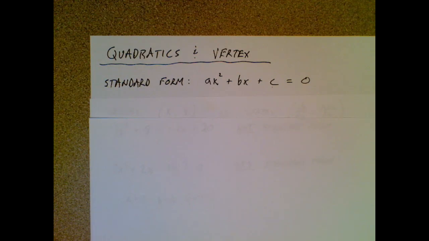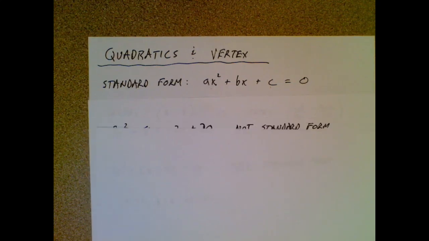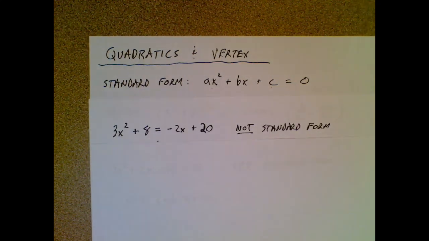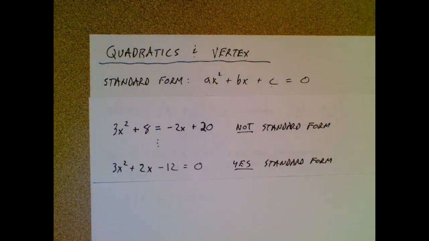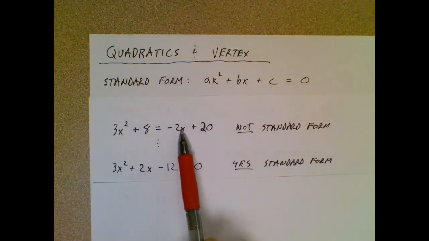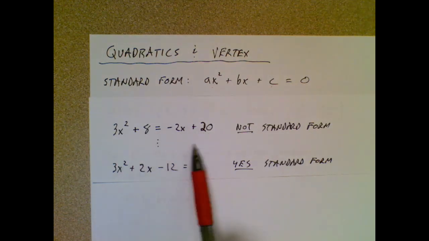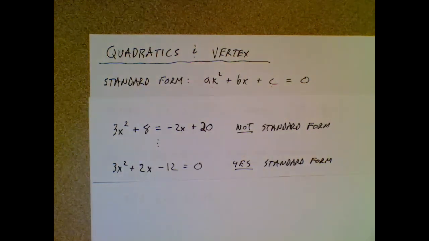A reminder about standard form, just like many other things we do, this is not going to work unless your equation is in standard form. So quick review, that equation right there is not in standard form because it's not arranged where everything is on one side, set equal to 0. So I could move the minus 2x to the other side and move the 20 to the other side to combine, and I would have standard form. Now my eyeballs could easily see the a is 3, the b is 2, and the c is negative 12.